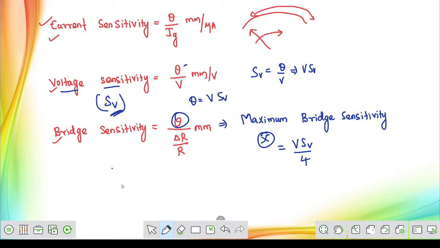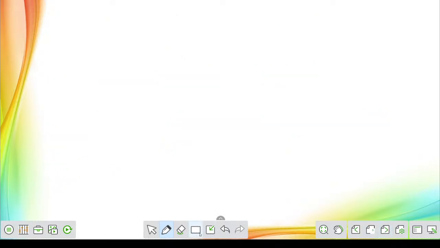Understand, sir? So in our class today, we have completed the measurement of inductance, capacitance, resistance, unknown frequency, and quality factor. We have seen all these things. Then we have seen how to calculate the sensitivity of the galvanometer when it is asked in the examination. Next we are going to discuss the last one, that is the potentiometer, the next method.